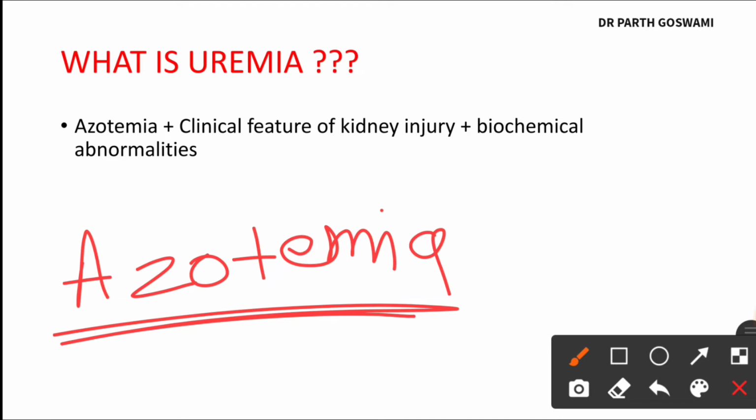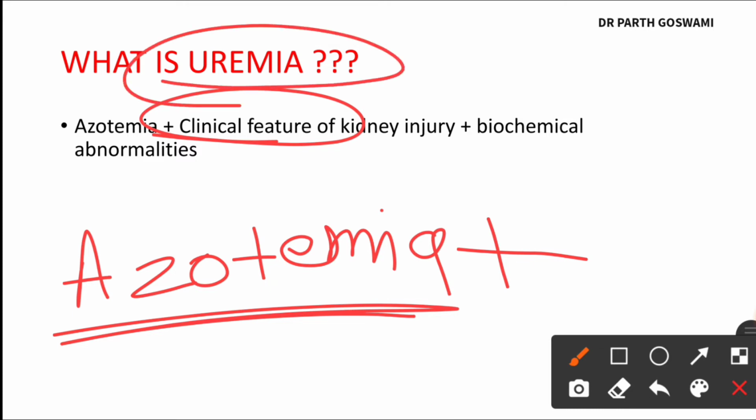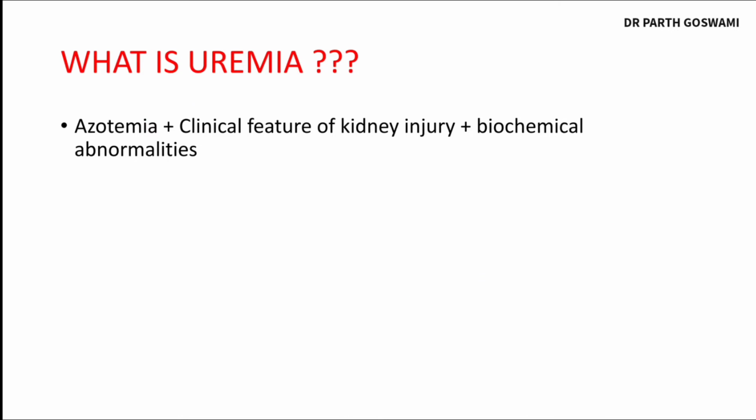Because of different systemic involvement, there could be various clinical manifestations like encephalopathy, like brain involvement. Then metabolic bone disease can develop, and the patient can develop gout, right? So if the clinical features are also present along with azotemia, then it is known by the name uremia. This is a very important viva question, right? What is uremia? It is azotemia plus clinical features of kidney injury. The clinical features are mainly because of increased urea. All right.